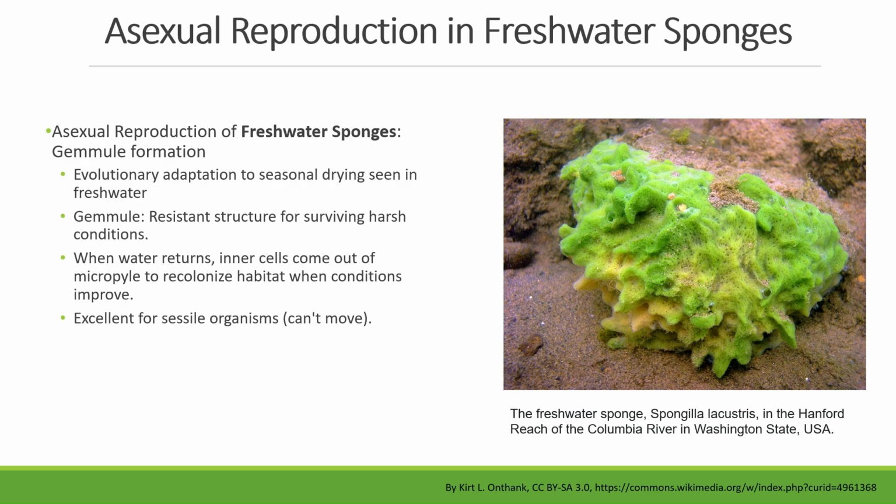This was a necessary adaptation because, recall that sponges are sessile, so they can't just pick up and move to another watering hole. The freshwater sponge in this example here, Spongilla lacustris, is a good example. You can see it here growing on a rock in a river. In late summer or fall, as water levels drop, it produces gemmules that wait out the winter or dry season and then hatch in the spring, quickly repopulating the area.